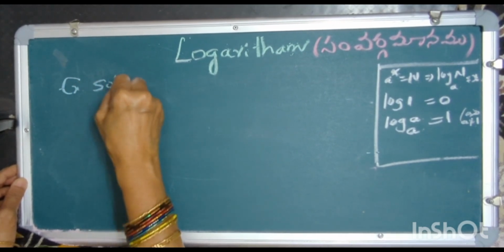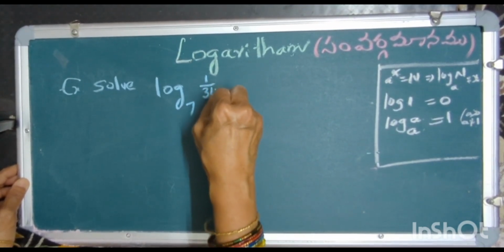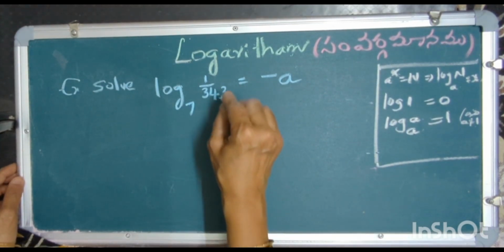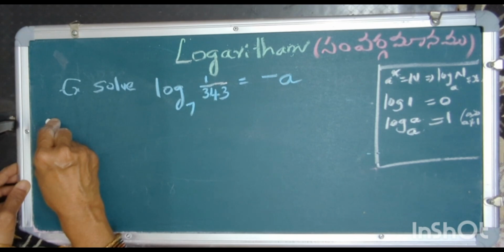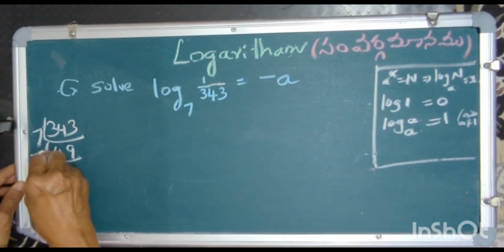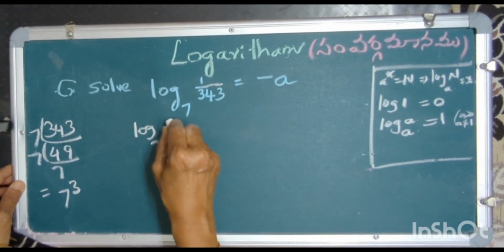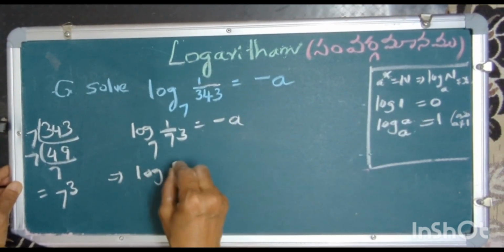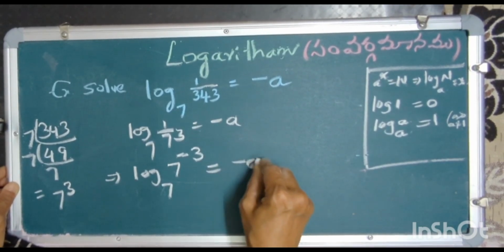ఫర్ ఎగ్జాంపుల్ సాల్వ్. బేస్ 7, 1/343 is equal to minus A. సో నేను కొంచెం కాంప్లికేటెడ్‌గా ఇచ్చాను. సాల్వ్ లాగరిథం ఆఫ్ 1/343 బేస్ 7 ఈజ్ ఈక్వల్ టు మైనస్ A. మనకు 343 యొక్క ఫ్యాక్టర్స్ ఏంటి? 343 ఈజ్ ఈక్వల్ టు 7 7 49. సో 343 ఈజ్ ఈక్వల్ టు 7 to the power of 3. సో లాగరిథం బేస్ 7 of 1/7 to the power of 3 ఈజ్ ఈక్వల్ టు మైనస్ A. సో మన 1/7 to the power of 3ని మనం 7 to the power of -3 రాసుకోవచ్చు. బేస్ 7 ఈజ్ ఈక్వల్ టు మైనస్ A.